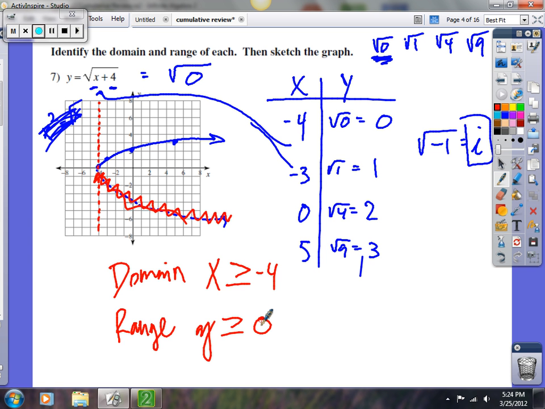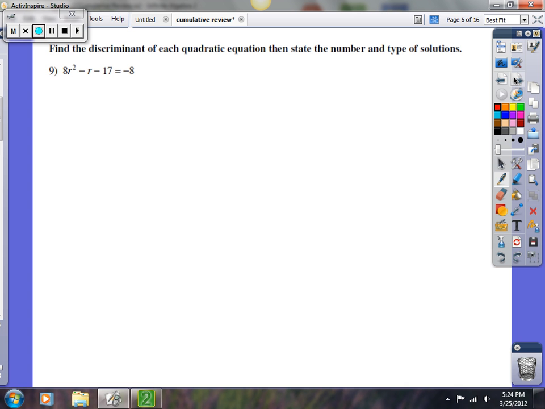And I think that's it. Let's go on to number 9. Number 9. Find the discriminant of each quadratic equation and state the number and type of solutions.